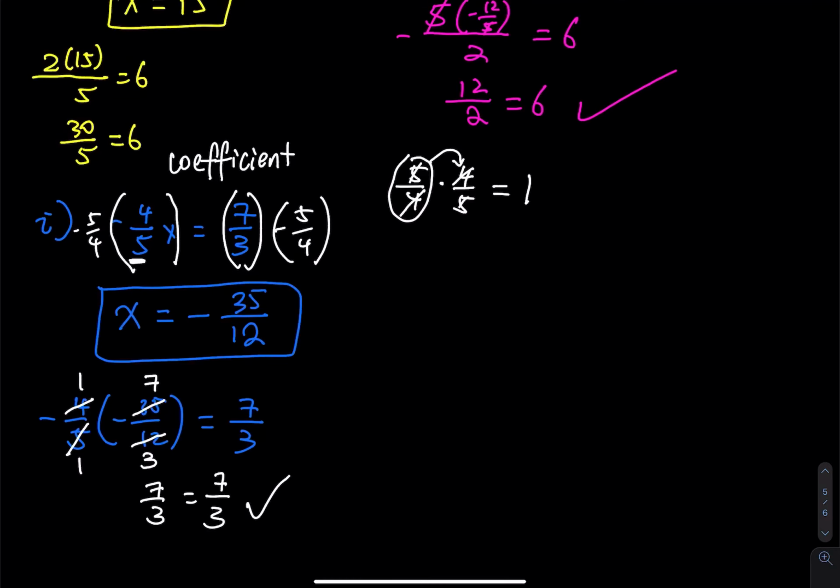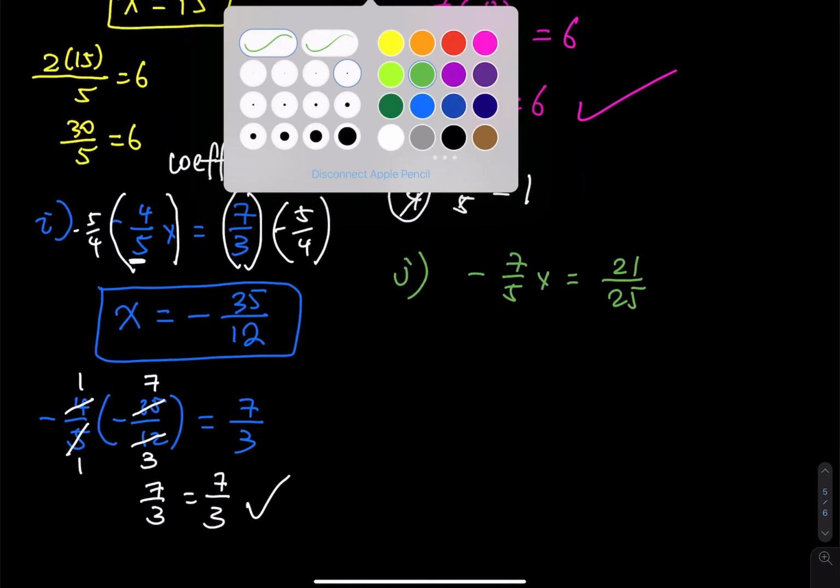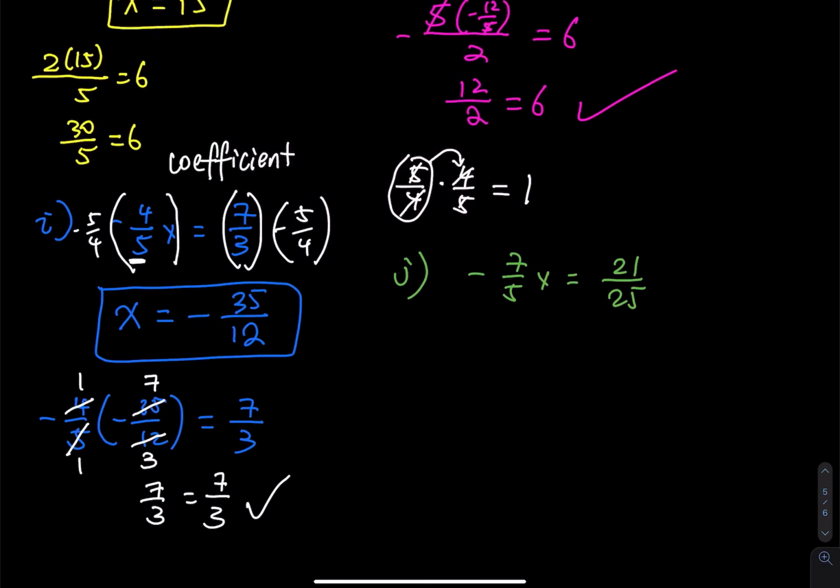Let's move on to J. So in part J, we have negative 7 over 5x equals 21 divided by 25. All right, we will multiply both sides by the reciprocal. So the reciprocal of this coefficient, which is negative 5 over 7. So that this side is also negative 5 over 7. So this side is cancelled immediately. So we have x equals to, all right, this is fun.